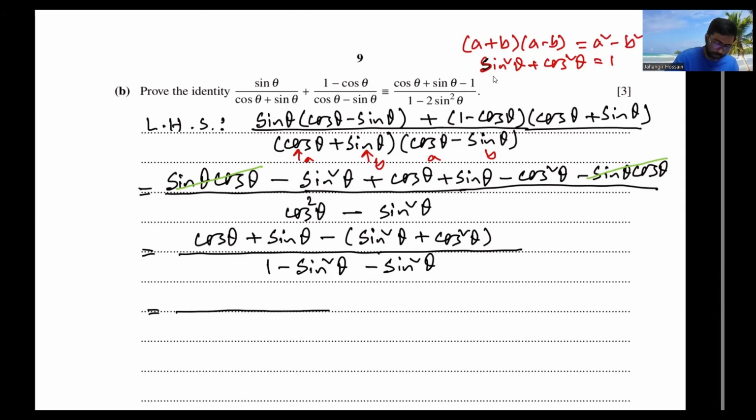So the expression is, in the numerator we have cos theta plus sin theta minus 1. In the denominator we have 1 minus 2 sin square theta. That's the right hand side.